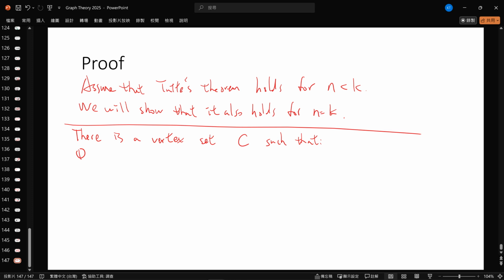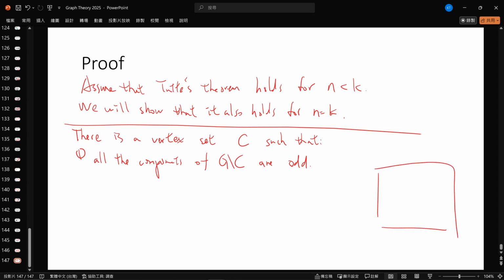So the first nice property about this set C is that all the components of G minus C are odd. Visually, this looks like this. We have the original graph, and we have a special set C, and we're going to remove this set C from the graph, and this will create several components.